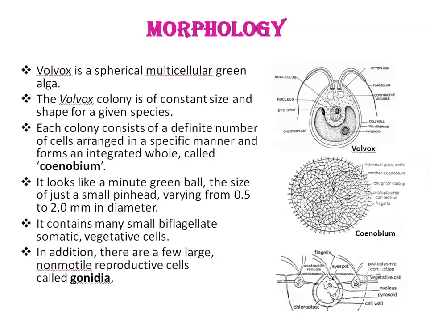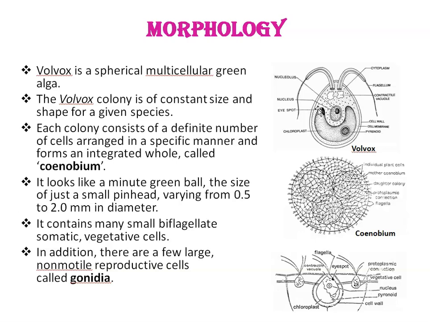Next is morphology. Volvox cells are spherical or ovoid. You can see here in this diagram, having a cup-shaped chloroplast, two flagella, nucleus, vacuoles, and an eye spot. Eye spot helps with light perception and contributes in phototaxis.